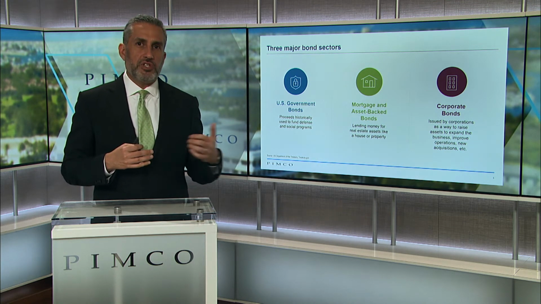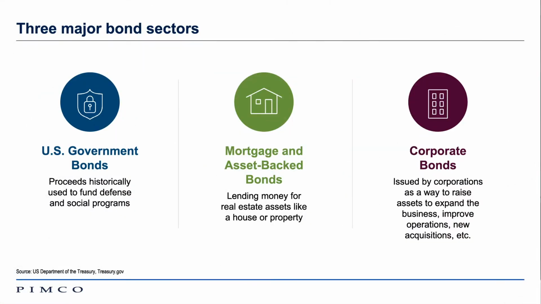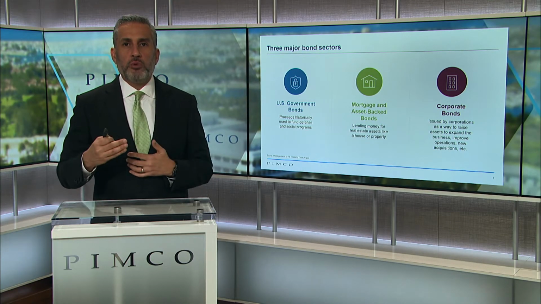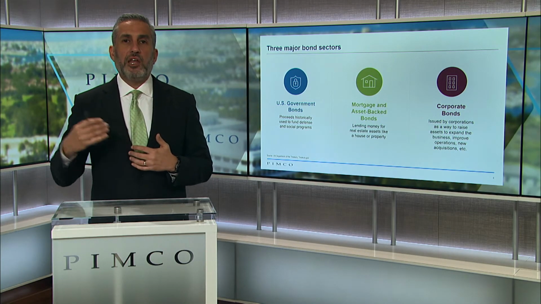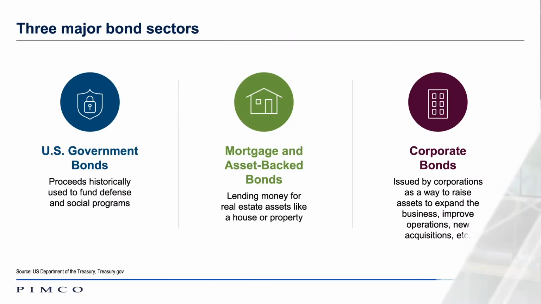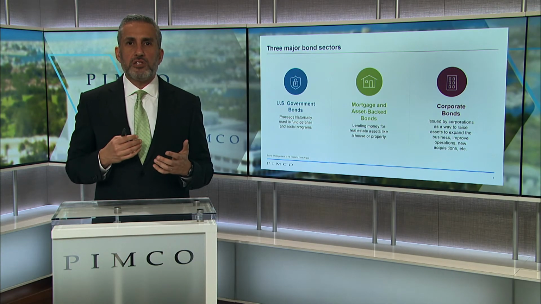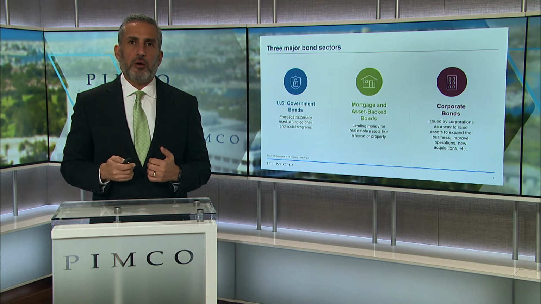A second major sector here in the U.S. is the mortgage and asset-backed market. This market provides funding, often to consumers, for home loans, car loans, credit cards, and other needs. Corporations represent a third major sector. Companies often borrow money in the bond market to build new facilities, grow their businesses, and to fund day-to-day operations.